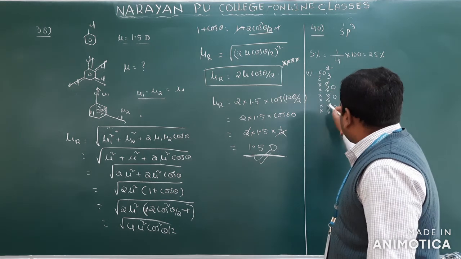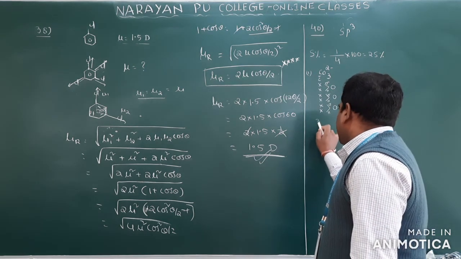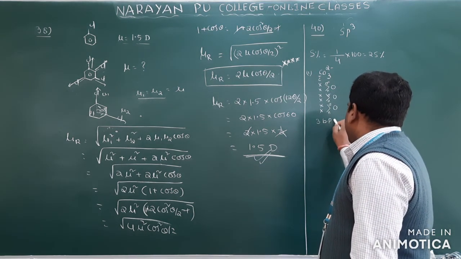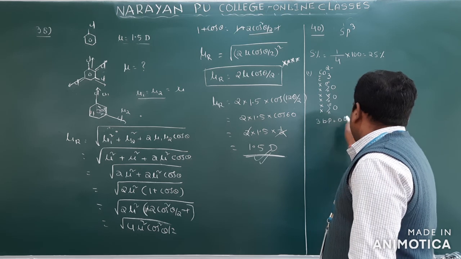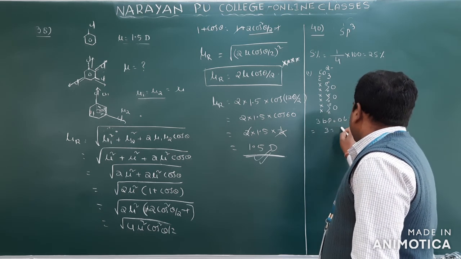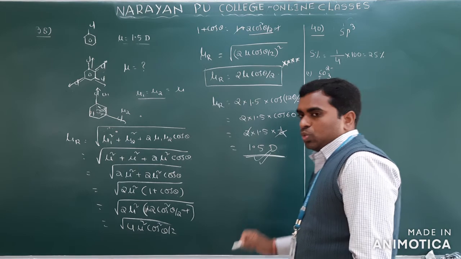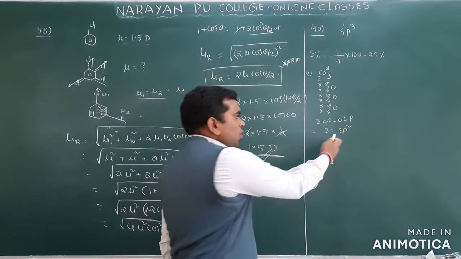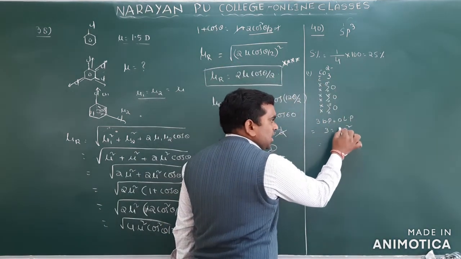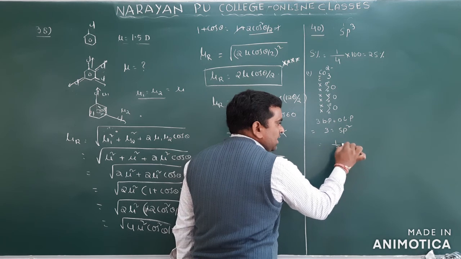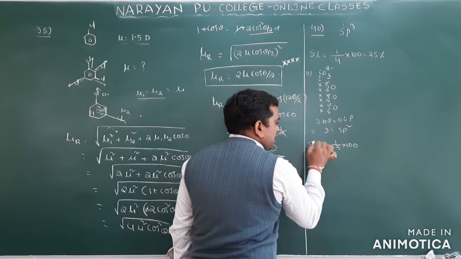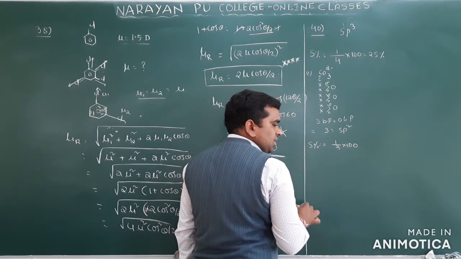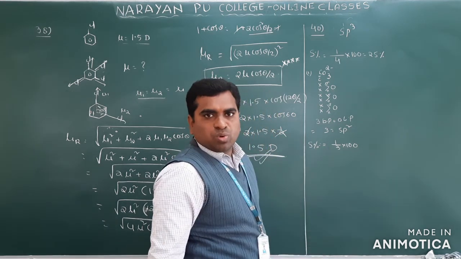How many sigma bonds are there? 3. 3 sigma bonds means how many bond pairs? 3 bond pairs. Is there any lone pair? No, 0. So in total, 3. 3 means sp2. sp2 means how to calculate the S character? Total 3 are there. 1 by 3 into 100. This is the percentage of S character. Clear? In that way you have to calculate.